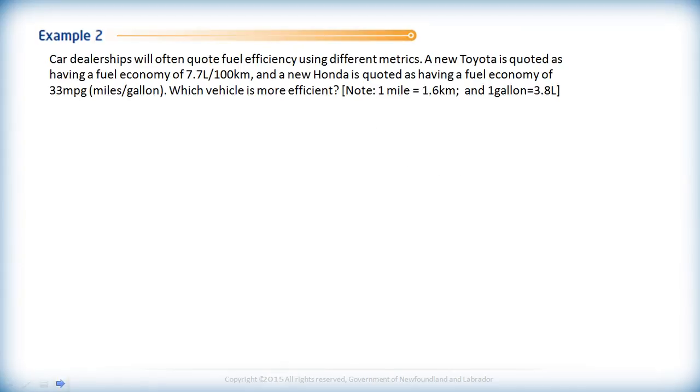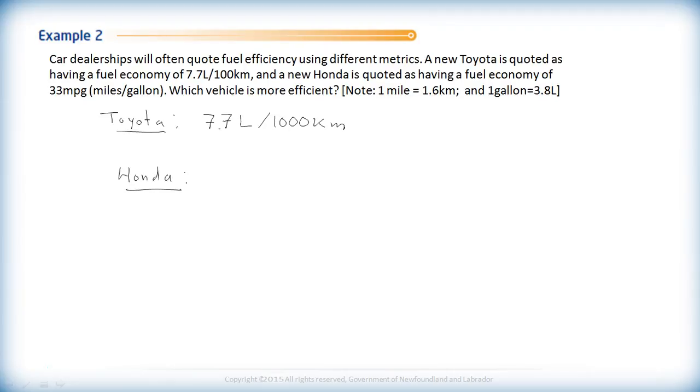Car dealerships often quote fuel efficiency using different metrics. Let's write this down so we don't lose our numbers here. A new Toyota is quoted as having a fuel efficiency of 7.7 liters per 100 kilometers. Okay, and as we saw in our last installment, that's the standard way to represent fuel efficiency in Canada. And a new Honda is quoted as having a fuel economy of 33 miles per gallon. And that's sort of the way that it's represented in the US.